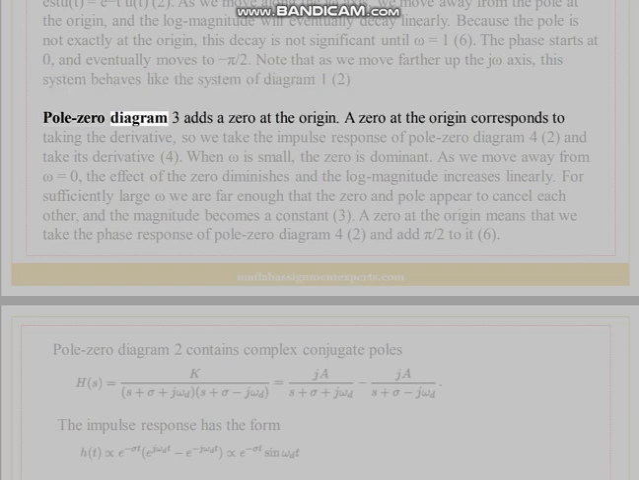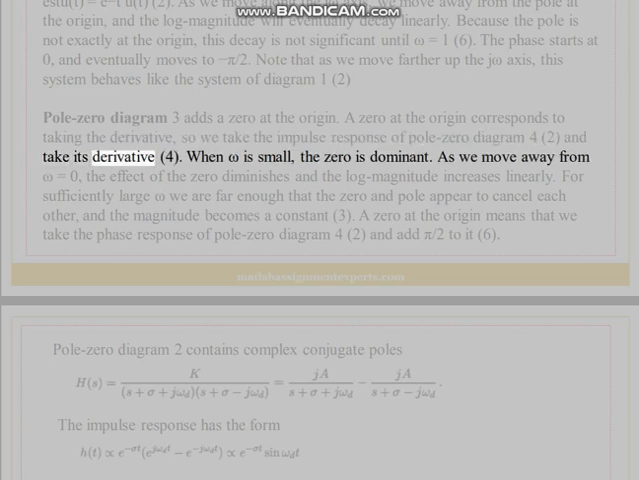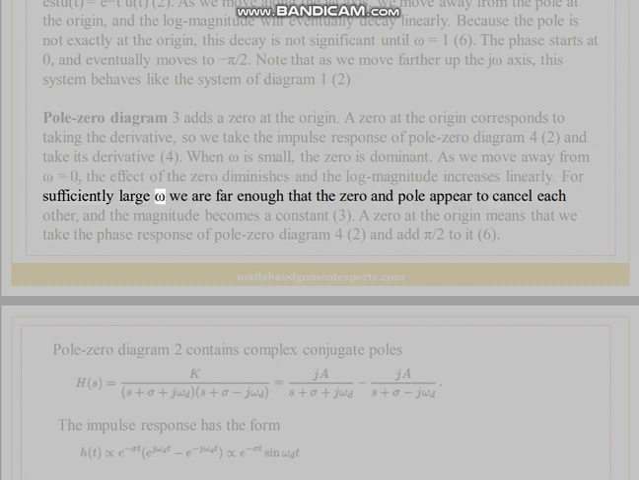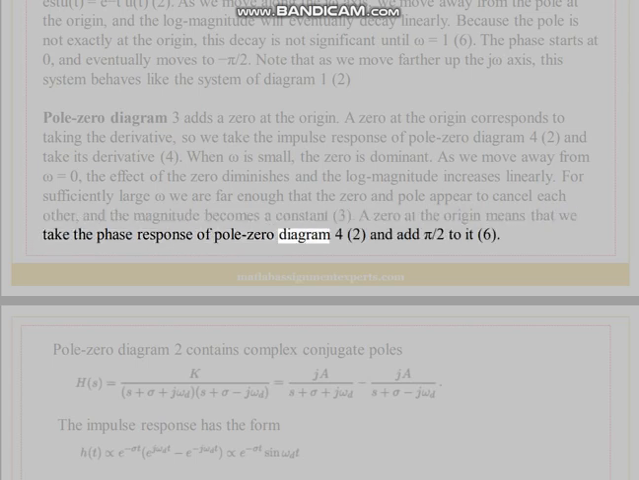Pole-zero diagram 3 adds a 0 at the origin. A 0 at the origin corresponds to taking the derivative, so we take the impulse response of pole-zero diagram 4, 2, and take its derivative, 4. When omega is small, the 0 is dominant. As we move away from omega equals 0, the effect of the 0 diminishes and the log magnitude increases linearly. For sufficiently large omega, we are far enough that the 0 and pole appear to cancel each other, and the magnitude becomes a constant, 3. A 0 at the origin means that we take the phase response of pole-zero diagram 4, 2, and add pi/2 to it, 6.